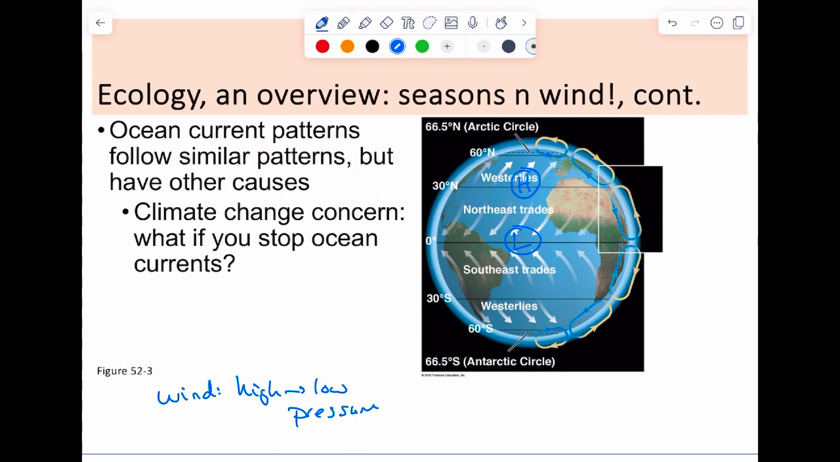So if I look at this, wind is going to go from this high pressure area down towards a low pressure area. And it's going to follow that weird little convection current, or that Coriolis effect that I pointed out before. We plot these patterns, and we name the winds that we see. More importantly, the ocean does the same thing. So the ocean is going to follow a similar pattern.